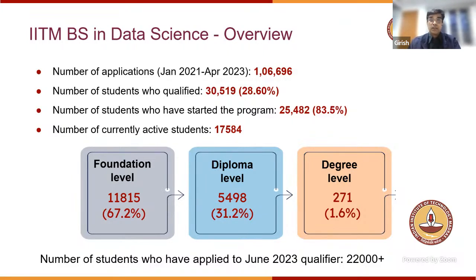As you can see, this data science program also has three levels: foundation, diploma, and degree level, where we have 11,000 plus, 5,000 plus, and 271 students respectively in these levels. For the current June 2023 qualifier, the number of students who applied is 22,000 plus. I just wanted to give you a gist of the other program that we started 2.5-3 years back.